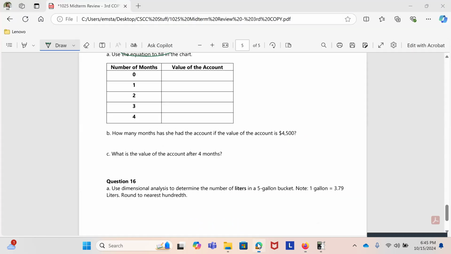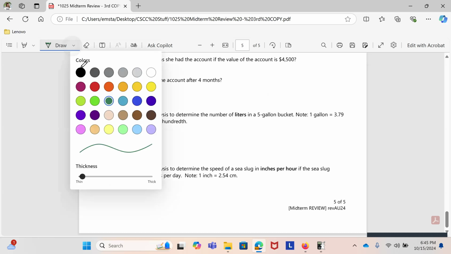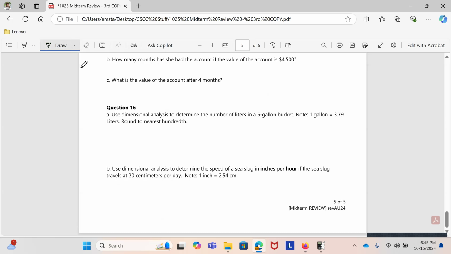The one that did catch me off guard on the test, because I kept telling you there was only one of these, is that both of these are on the test, part A and part B. I apologize for not knowing that. I thought it was just part B, but part A is pretty fast.